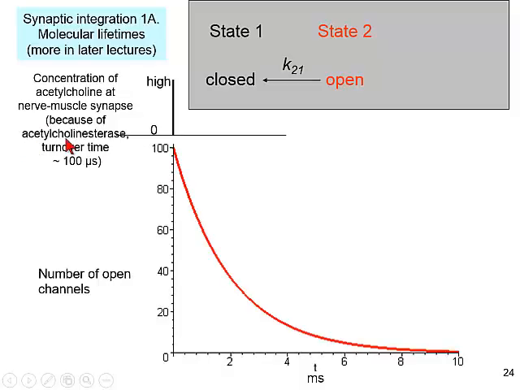Acetylcholine, that's the acetate ester of choline, esterase. Well, it's a hydrolytic enzyme that breaks down acetylcholine into, you guessed it, acetate and choline. Neither acetate nor choline are good neurotransmitters, so the receptor stops functioning. Any questions?